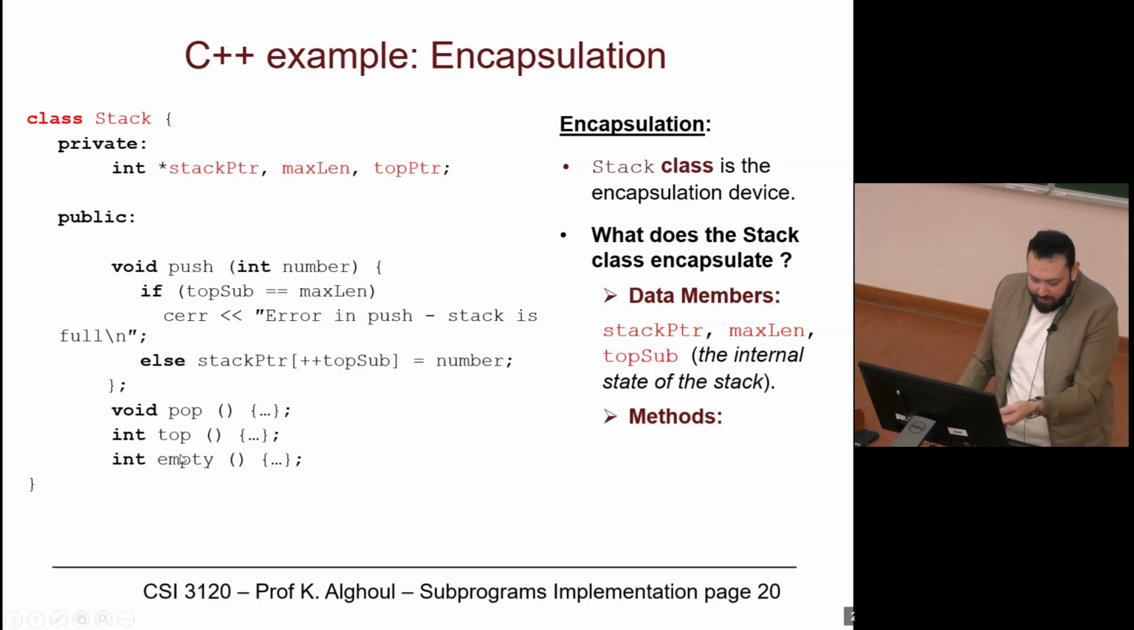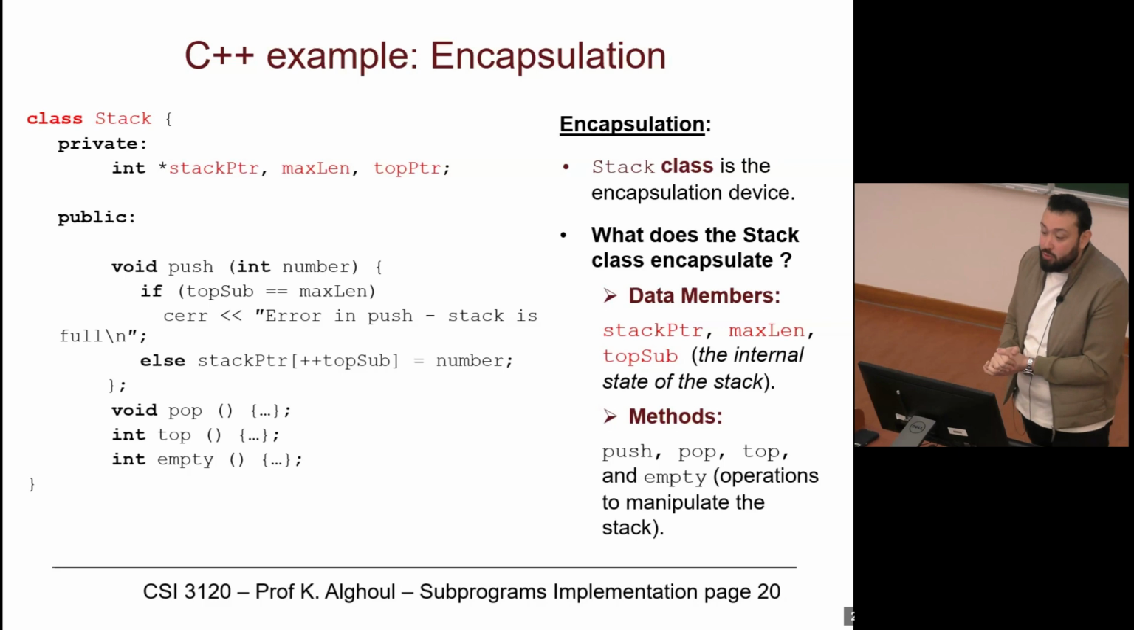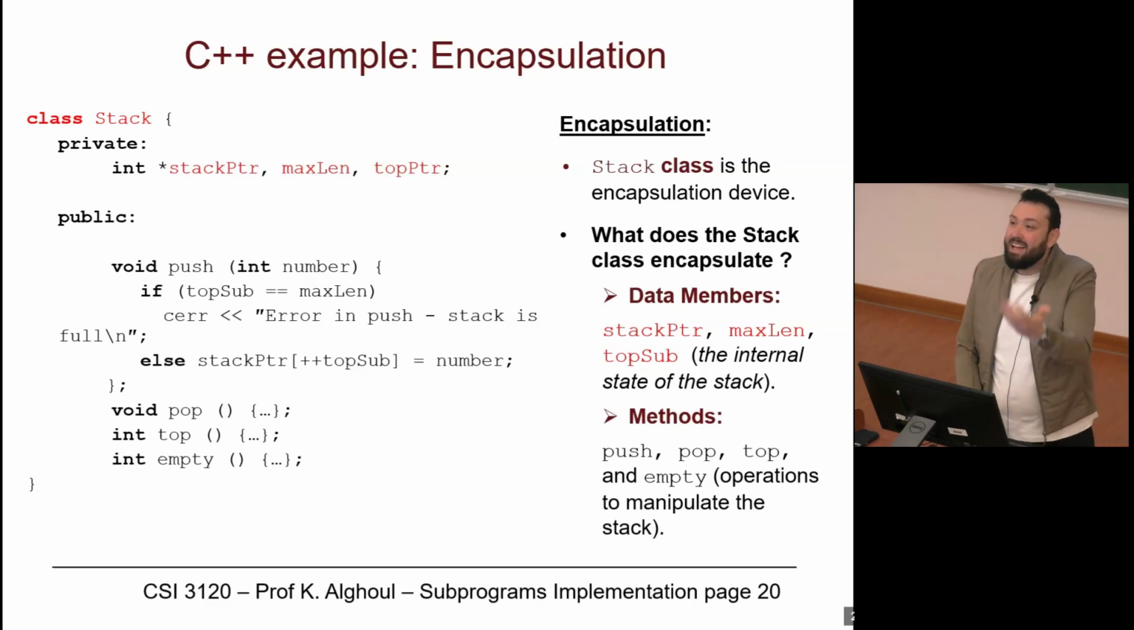So we have push, and then the other ones, we did define them. We have push, pop, top, empty. Two things always you need to encapsulate are the data members and methods. You need to differentiate between these two formally. So we have push, pop, top, and empty operations to manipulate the stack. Good so far? Okay, what is the other aspect of an abstract data type?